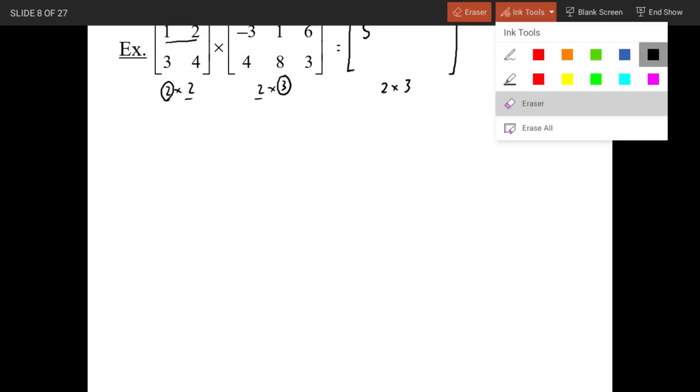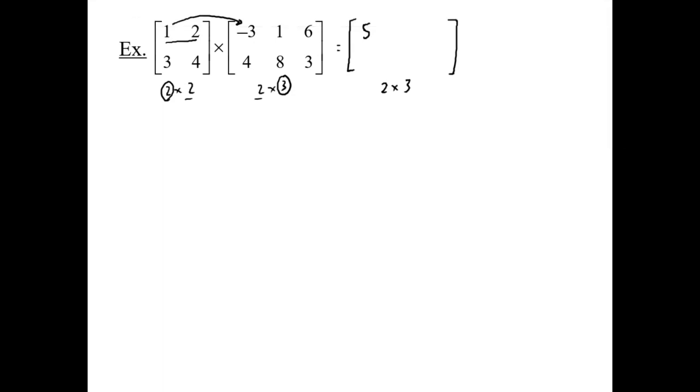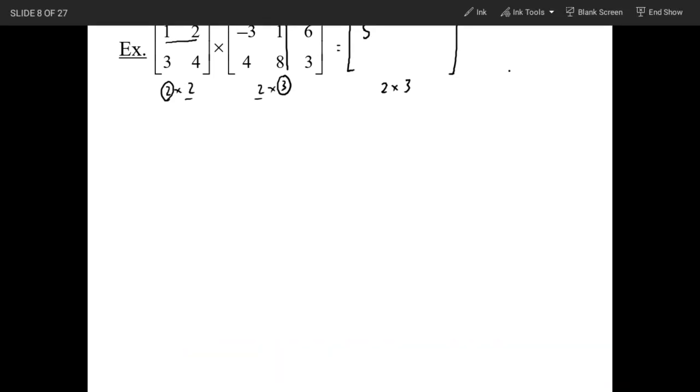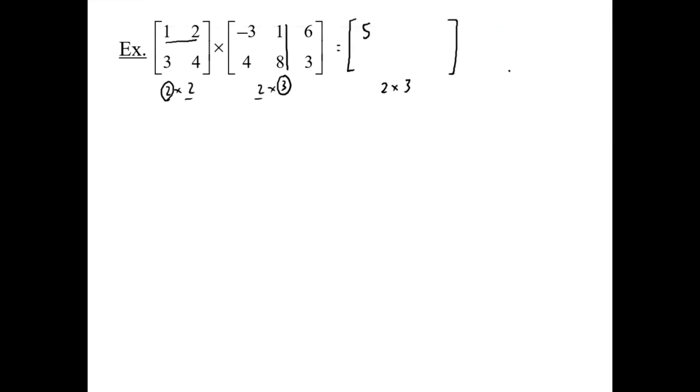Okay, next up, let's do row 1 times column 2. But you know what, let me erase that too. Okay, so now I'm doing row 1 times column 2. So now I get 1 times 1 and 2 times 8. Add those together, so we get 1 plus 16 gives me 17. And again, that was row 1 times column 2. So that answer goes into row 1, column 2 of the answer.